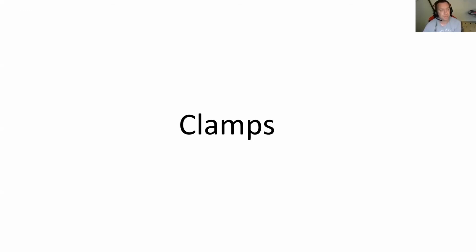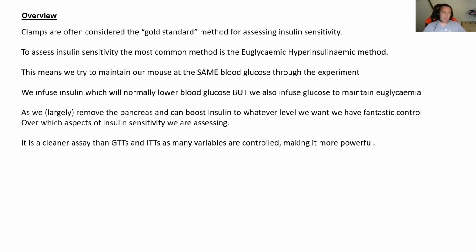Okay, moving on to the final large section of this talk, and then we've got a couple of tiny bits at the end, which is clamps. So euglycemic hyperinsulinemic clamps are often described as the gold standard method for measuring insulin sensitivity. And there are various different kinds of clamp which can give you different information, but for insulin sensitivity, the most common method is the euglycemic hyperinsulinemic method.